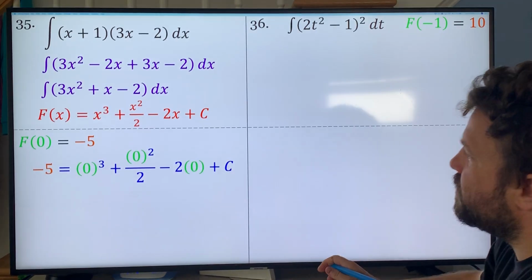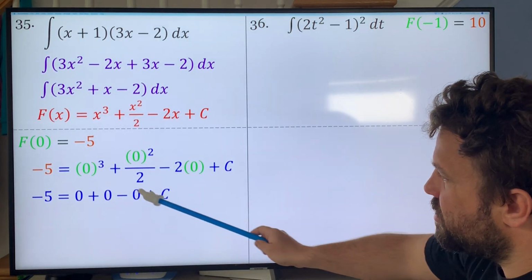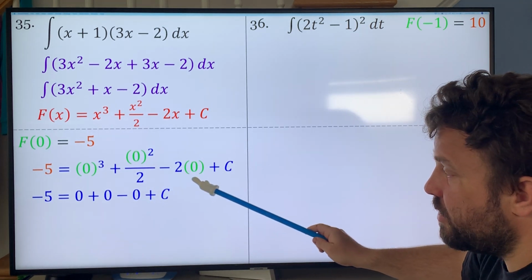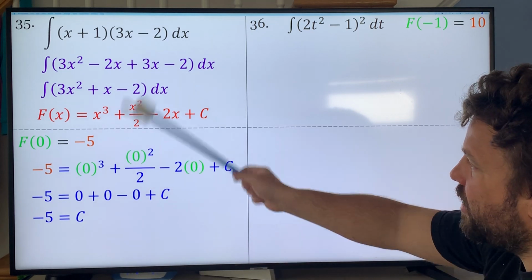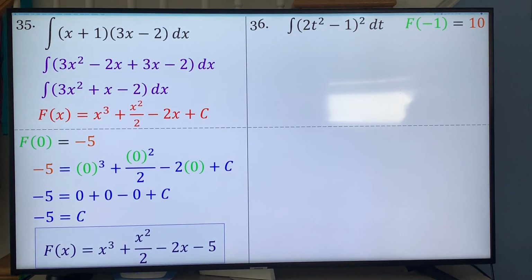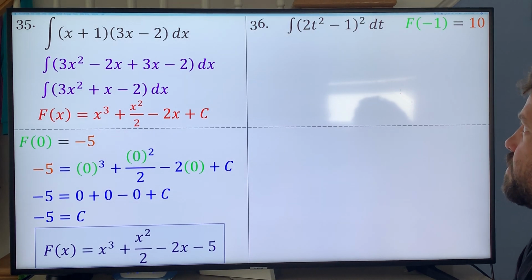Negative 5 equals 0 times all that. Notice this becomes 0. 0 and 0. There's no zeros in the denominator, therefore there's no undefineds. Negative 5 is your c, and there's your answer. X cubed plus x squared over 2 minus 2x minus 5. See that?